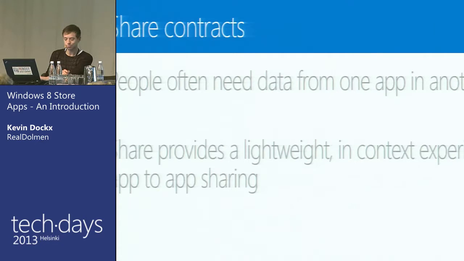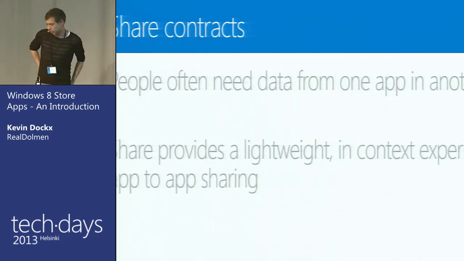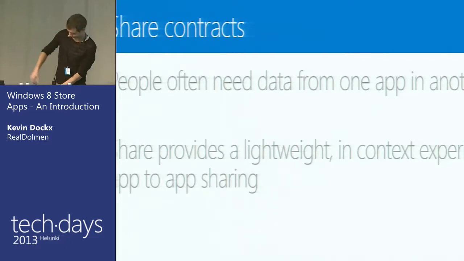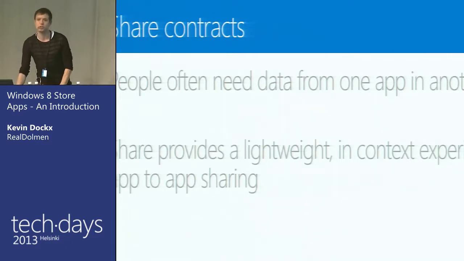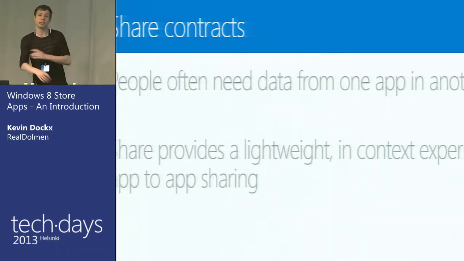Next one, the share contract. So people often need data from one app in another. This is one of the things I like most about the new Windows operating system. Imagine I'm reading about my banking products in this app. And I think, well, I know someone who always spends too much money. So maybe I should tell him about this product, which automatically limits the amount of money he or she can spend.